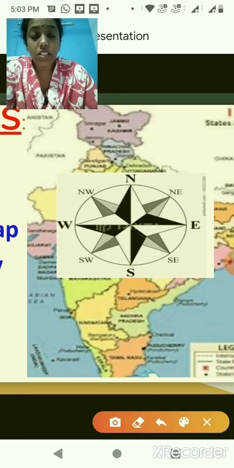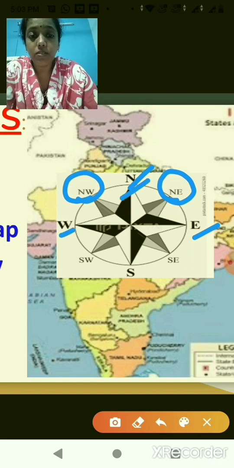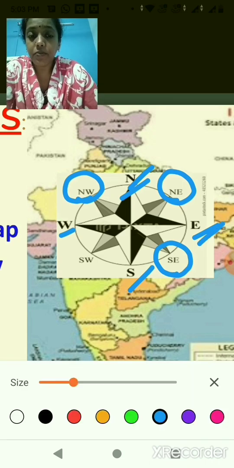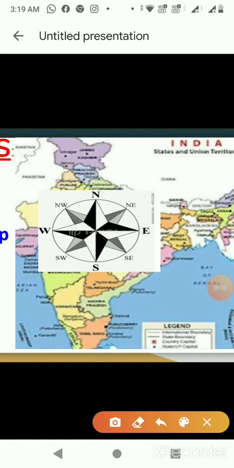Apart from this, northeast lies between north and east. Northwest lies between west and north. Southeast lies between south and east. And southwest lies between south and west. So these four directions are called intermediate directions.